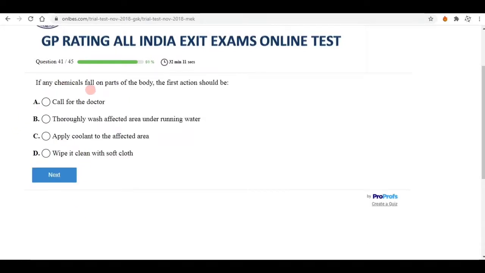Okay. If any chemical falls on parts of the body, the first action should be... So if any chemical falls on your body, what will you do? The first action: thoroughly wash the affected area under running water. This way that chemical will be washed away.